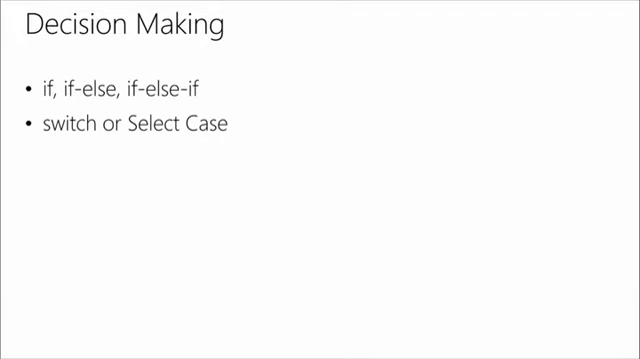These decision structures allow us to evaluate a condition, take a look at whether it's true or false, and then take an action based on that. And that's essentially what they do. They allow us to change the flow of our code, so we can implement branching in our code to go where we need to.